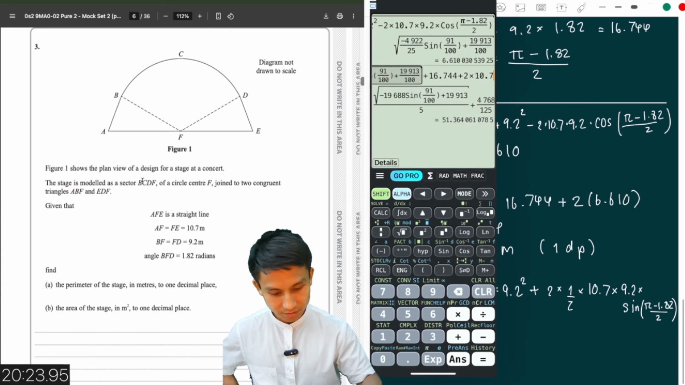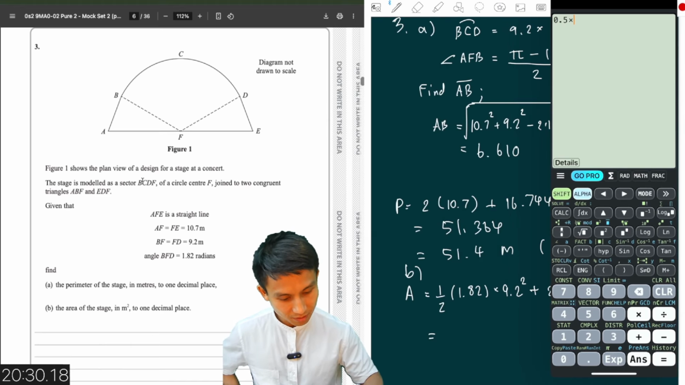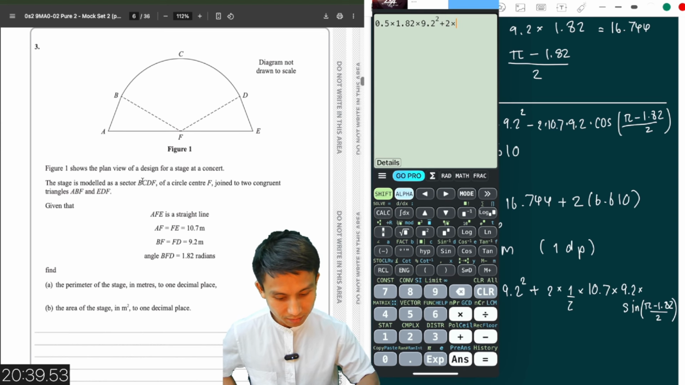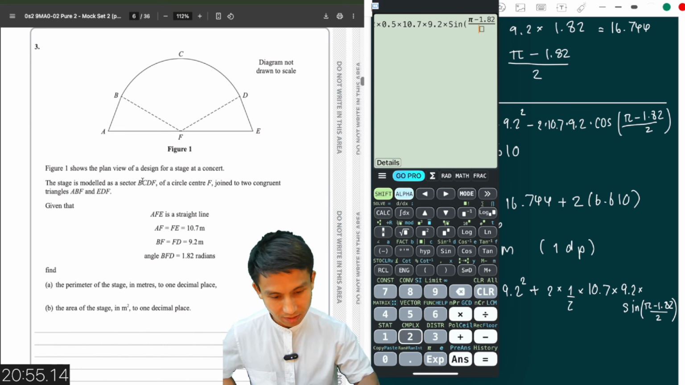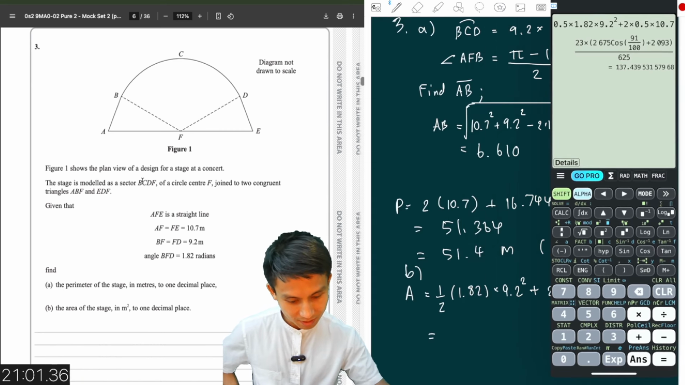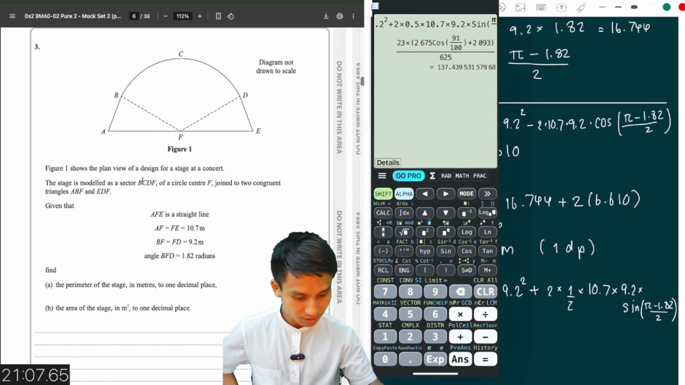So we're just going to work that out. What was that again? 0.5 times 1.82 times 9.2 squared plus 2 times 0.5 times 10.7 times 9.2 times sine, and this is already in radians, so I'm fine, pi minus 1.82 divided by 2. There you go. I think I'm fine with all the calculator pressing. I'm just going to double check once more, and if I'm good, I'm going to go to the next part.